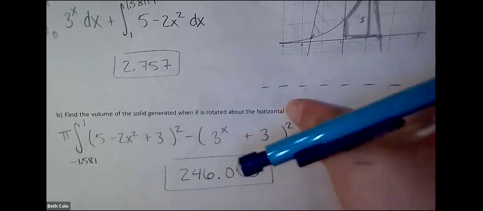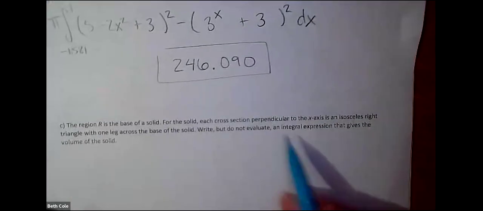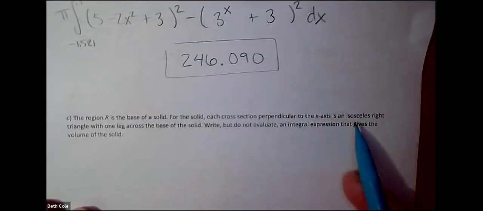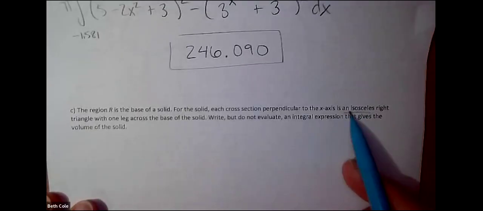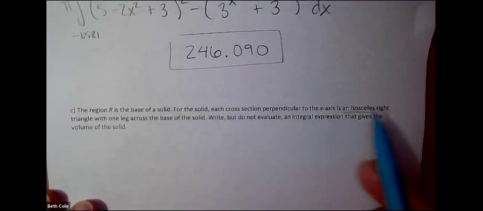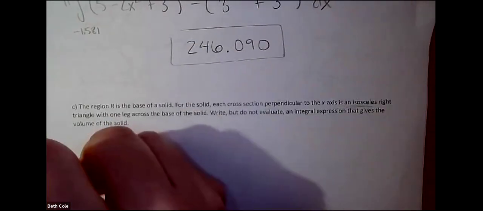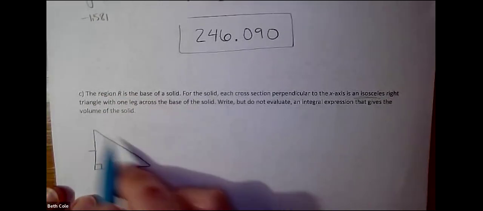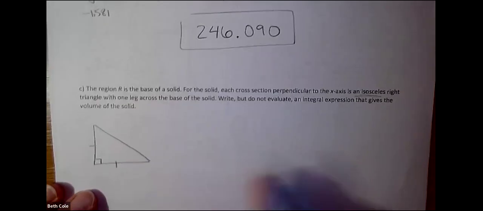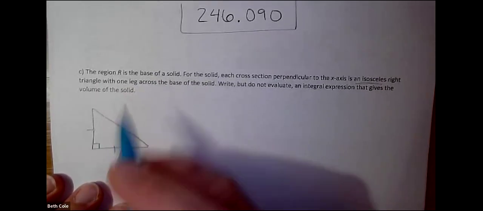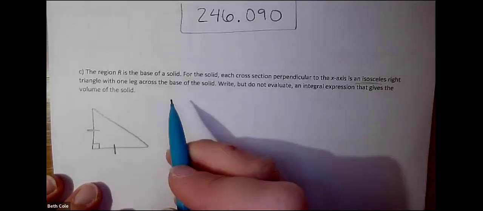All right, last one. R is the base of a solid. We want cross sections perpendicular to the x-axis. Isosceles, which means two sides are the same or congruent. Right triangle with one leg in the base of the solid. So if one of the legs is the base, it means it's going to look like this. When the hypotenuse is the base, it's a little bit harder. I did one in the notes like that. This is going to be a good bit easier because the base and the height are congruent.